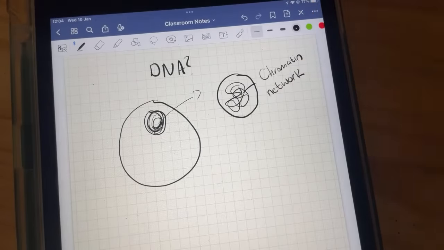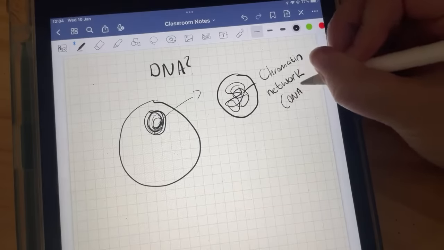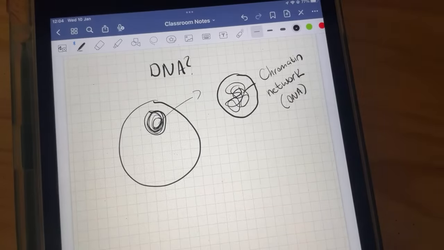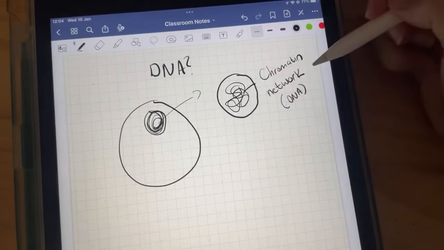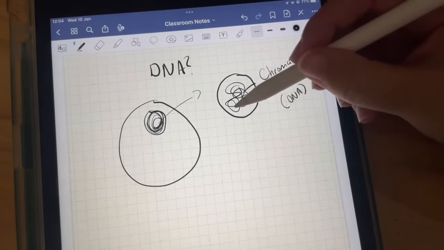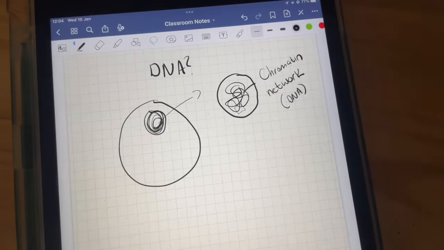Now, the chromatin network is the formal name that we give to the long string of DNA that sits inside your nucleus. When a cell is doing its everyday job and it's not replicating, it stays in this long, spaghetti-like structure called the chromatin network. However, if we were to zoom in on a piece of the chromatin network, you will start to see the more classic structures of DNA and that double helix look.